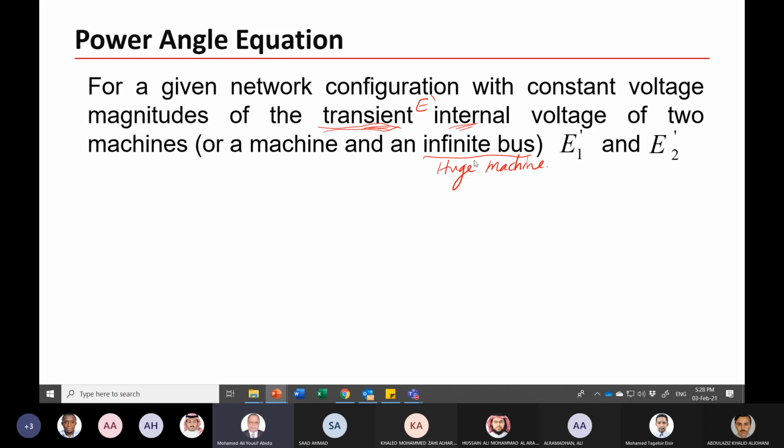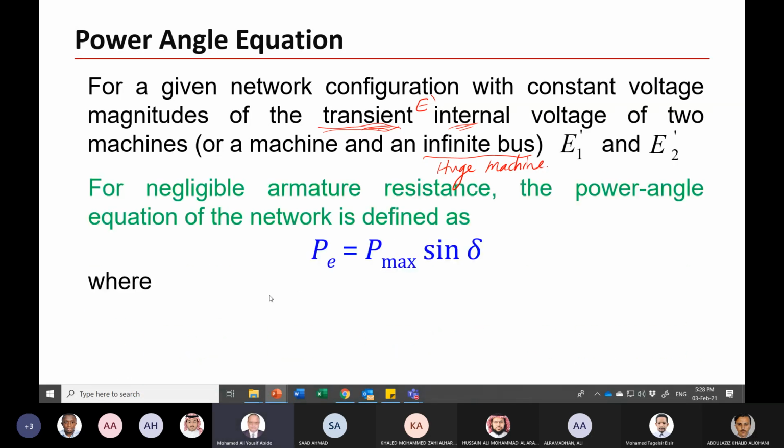So for one machine connected to an infinite bus or huge machine, we have internal voltages E1 and E2, and for negligible armature resistance, which is usually the assumption since armature resistance is very small, the power angle equation of the network is defined as P equal to P max sine delta.